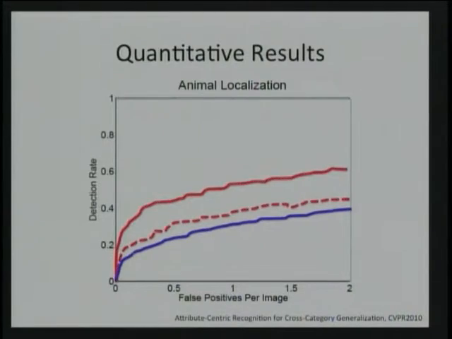But the interesting part is when I can localize unfamiliar objects. So our system can localize things that it never observed before, with this much accuracy, very close to the accuracy of localizing familiar objects with the state-of-the-art recognition methods. Here are some examples.